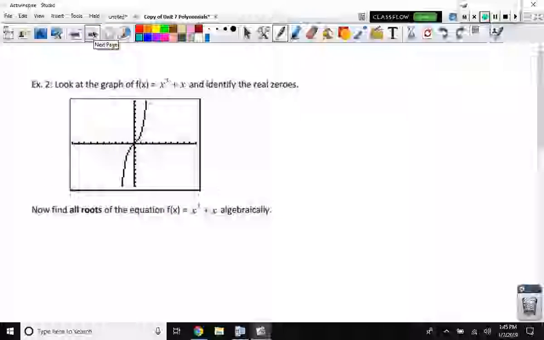All right, look at the graph. Here's the graph. This is f of x. Identify the real zeros. What do I got for real zeros? x equals 0, right? And y is 0, x is equal to 0.